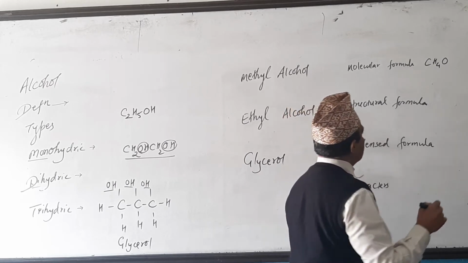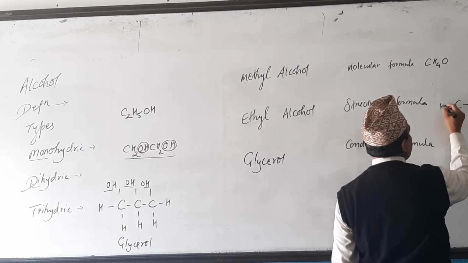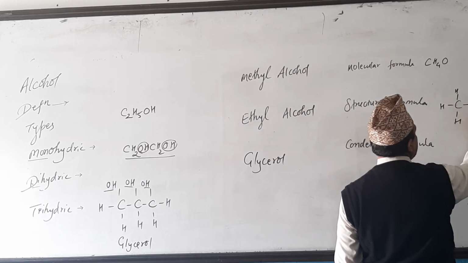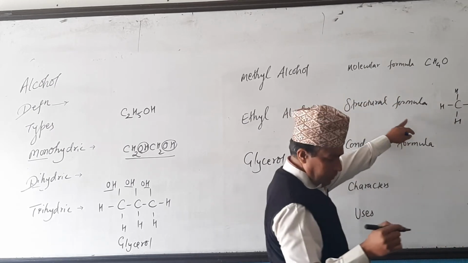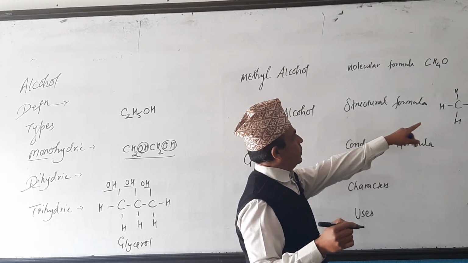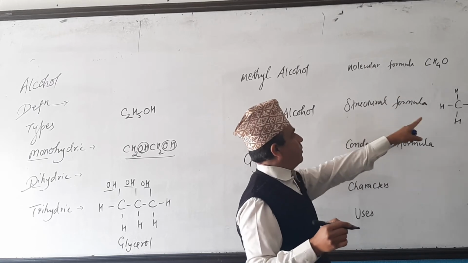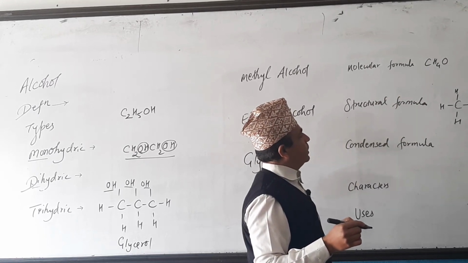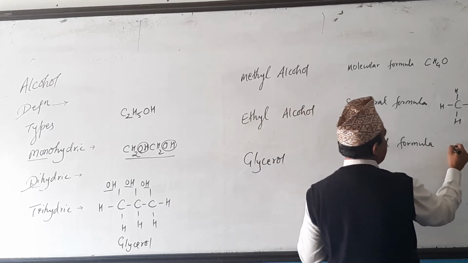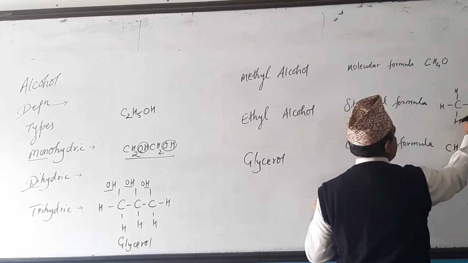Structural formula: 1 carbon, hydrogen, hydrogen, hydrogen, OH. Structural formula means arrangement of atoms in that molecule. CH4O molecular formula, structural formula is C, 3H and 1 OH. Condensed formula very simple, you can write CH3OH, CH3OH.